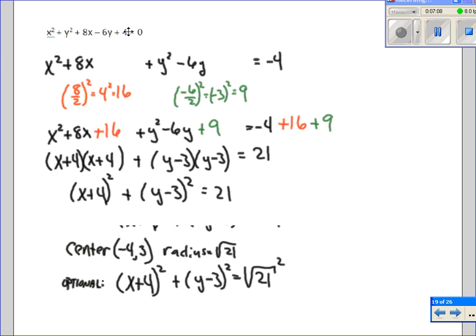And here's another one if you'd like to look at it. Again, we gather the x's together, the y's together, and move the constant to the other side. Complete the square for the x's and y's. Factor, get it in standard form. And then again, be careful with the center. The center of the circle is going to be at negative 4, positive 3, and the radius is the square root of 21.